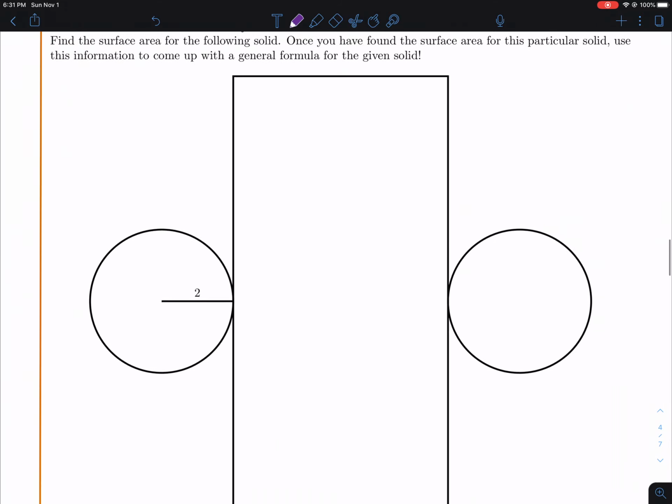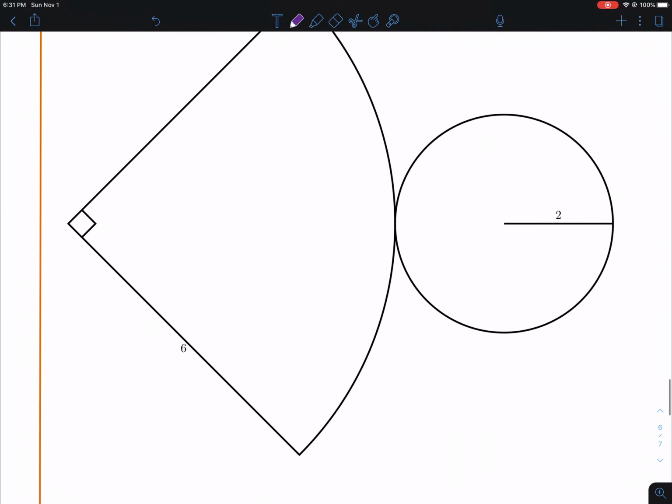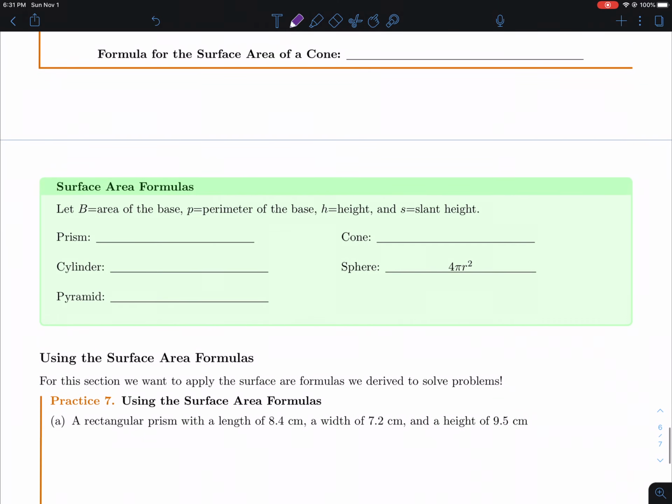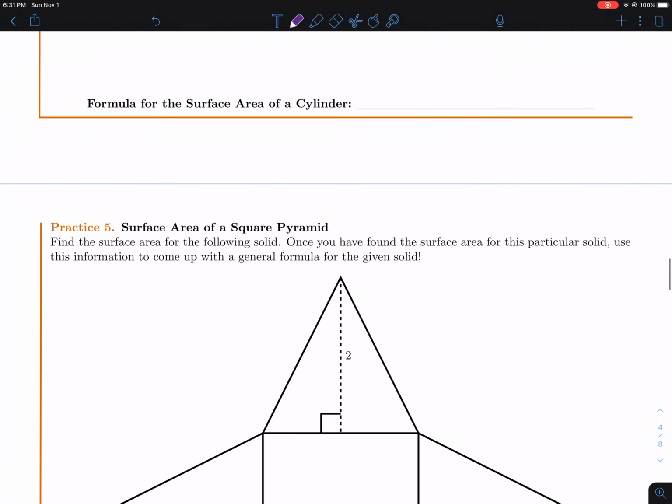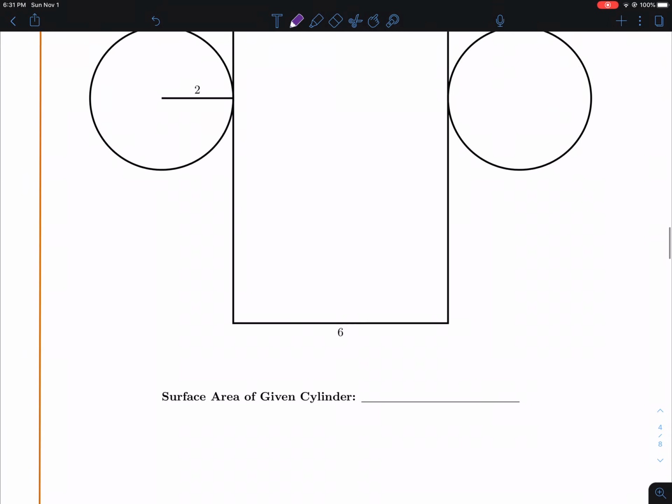And so again, these are going to be used in these same shapes that we had done before, and there are a lot of them for you to practice. B is the area of the base, P is the perimeter of the base, H is the height, and S is the slant height. So see if you can come up with some of these for prisms, cylinders, pyramids, cones, and so on. But ultimately, you should be able to calculate these on your own. So I'm going to leave these for you to work on.